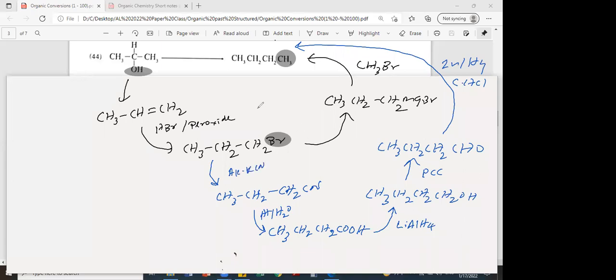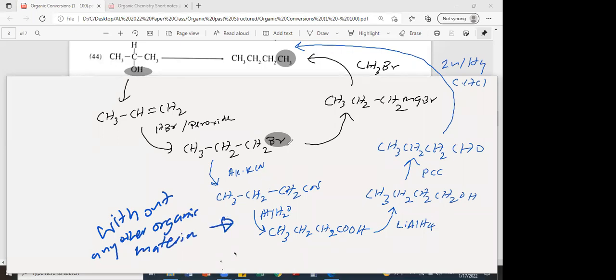Right? Did anyone follow the second method? How many steps are there? 1, 2, 3, 4, 5, 6, 7 steps. This one is 4 steps, so extra 3 steps. But imagine in the exam, if they ask you to do this without using any other organic compound. If they have given only the first one as the starting organic compound, and you are asked to do this without any other organic compound, then the blue method is better. That is the best method.